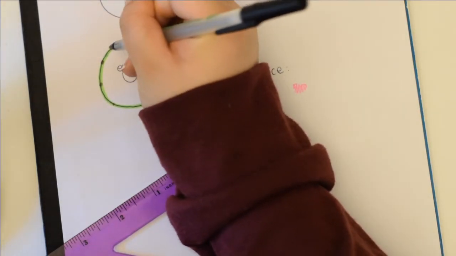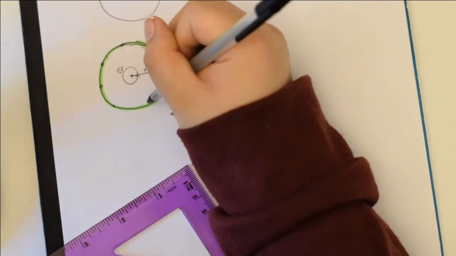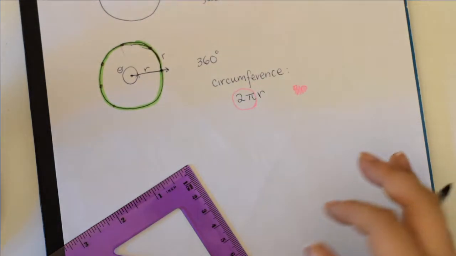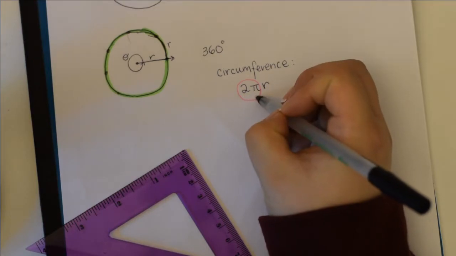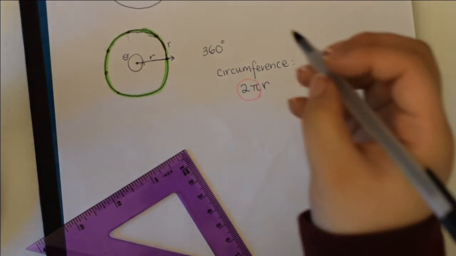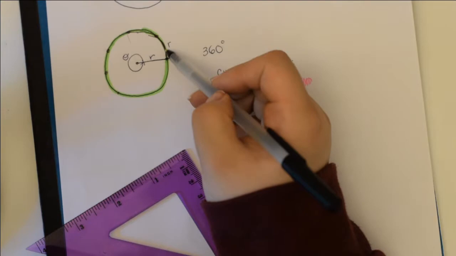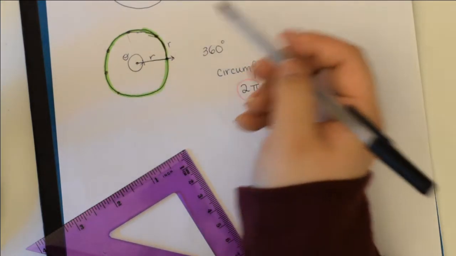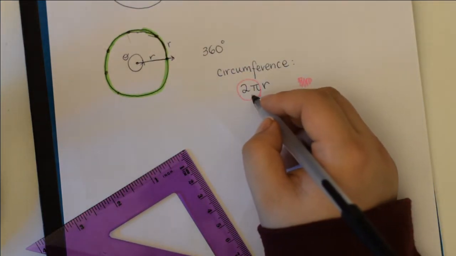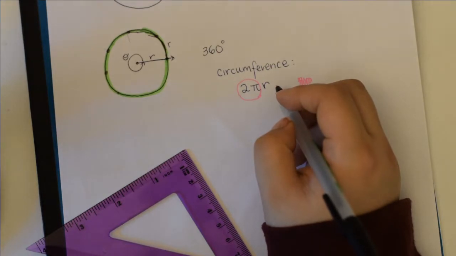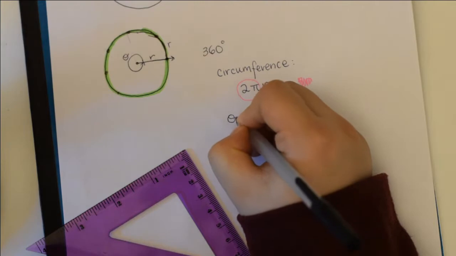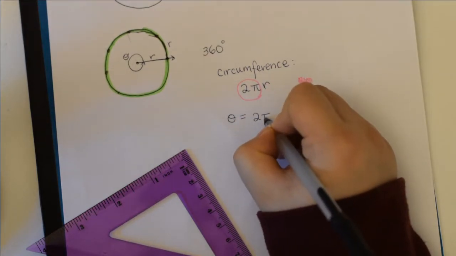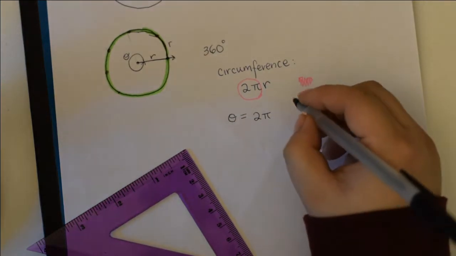It's probably more spaced out like this. We can do it more precisely next time. But we're expecting 2 pi of them, right? So going all the way around the circle, I have 2 pi r's. So that means that the angle is 2 pi radians.